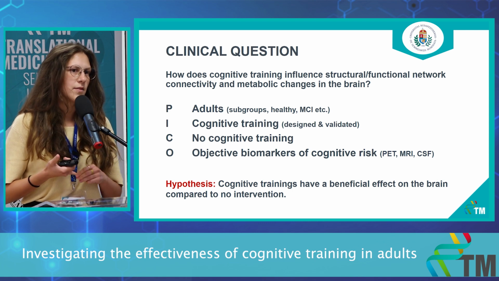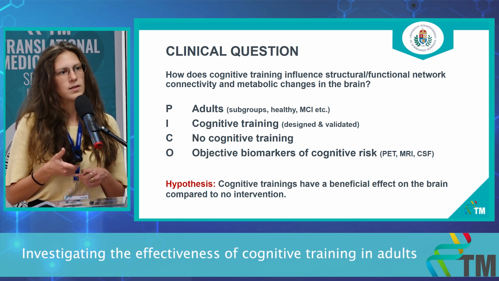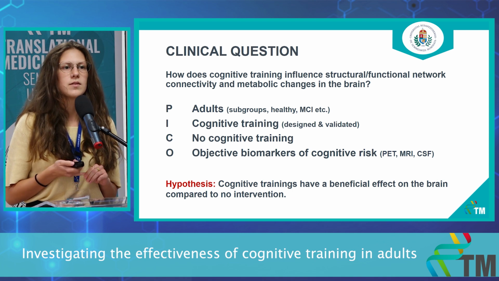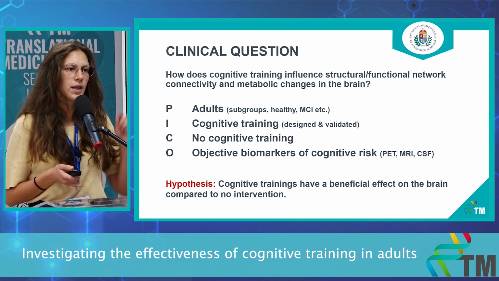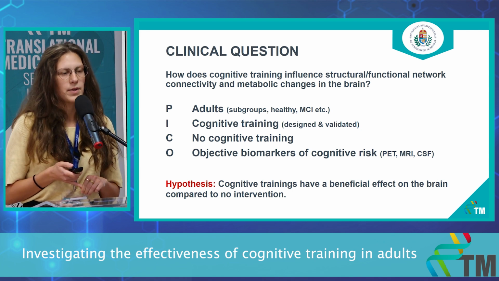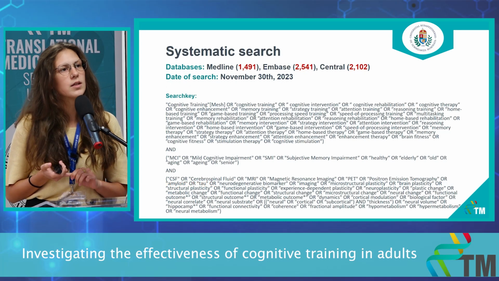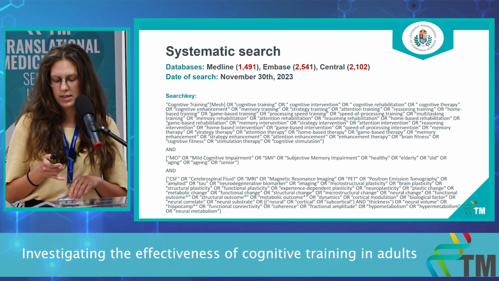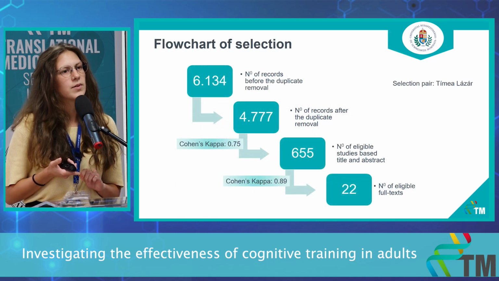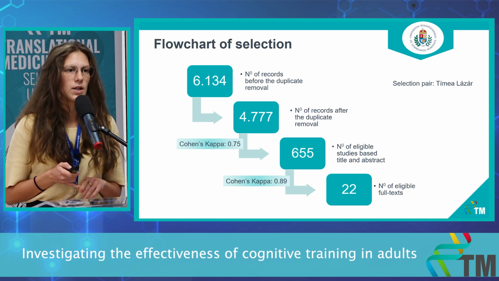Our interventions are designed and validated cognitive trainings, and we included all kinds of control groups that didn't include a cognitive training. Our outcomes are objective biomarkers of cognitive risk, such as MRI. Our hypothesis is that cognitive trainings have a beneficial effect on the brain compared to no intervention. Here you can see our search key. We conducted the research in 3 databases. And we ended up with a bit more than 6,000 records, and we ended with 22 eligible articles.